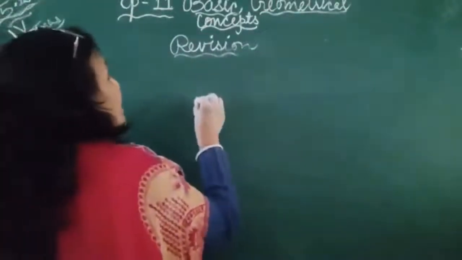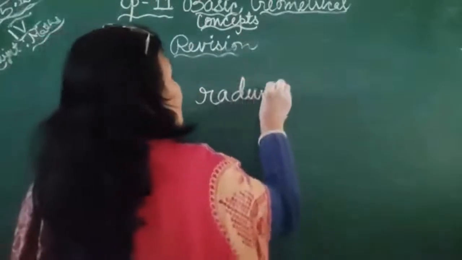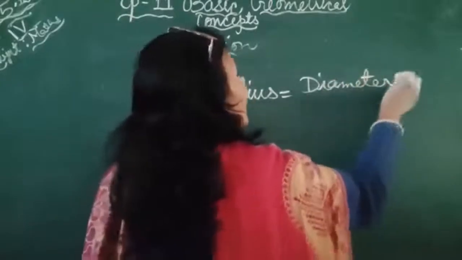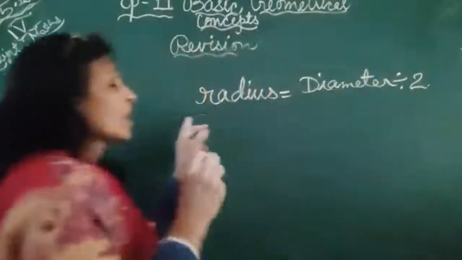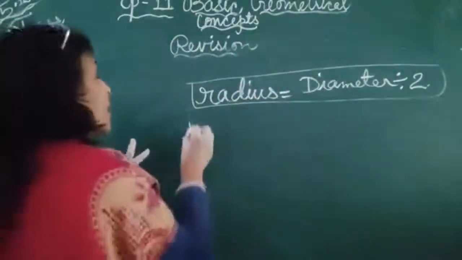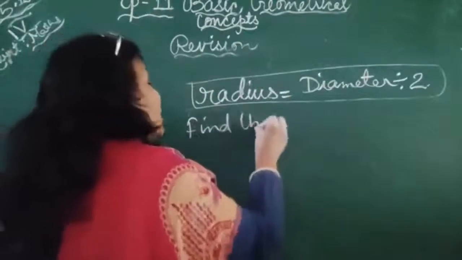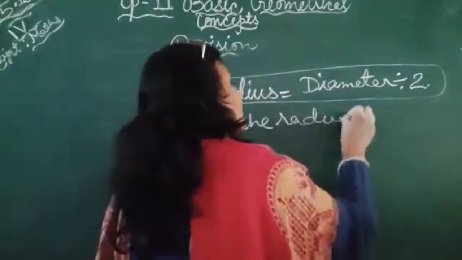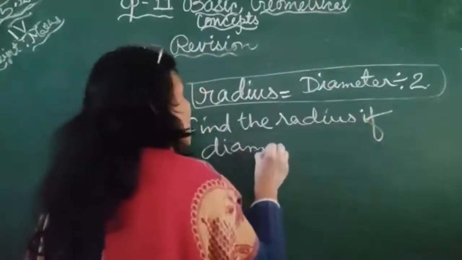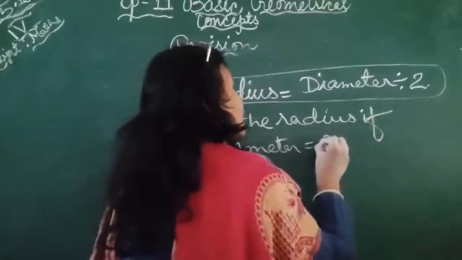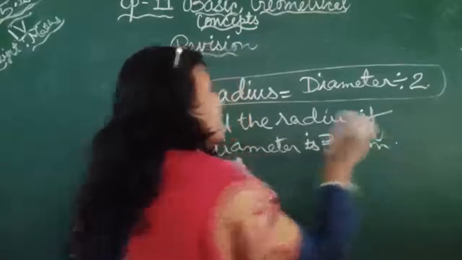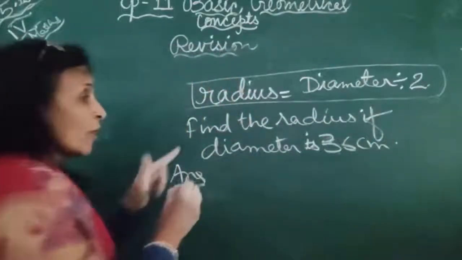Next comes this formula, that is radius is equals to diameter divided by 2. You should remember this formula because the question asked in this way, find the radius if the diameter is 36 centimeter. Then we can solve in this way.